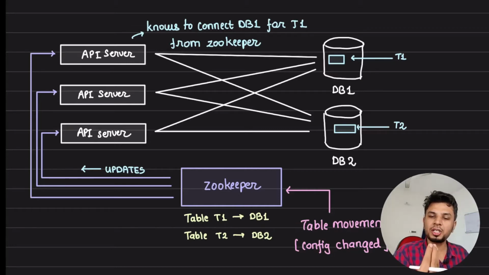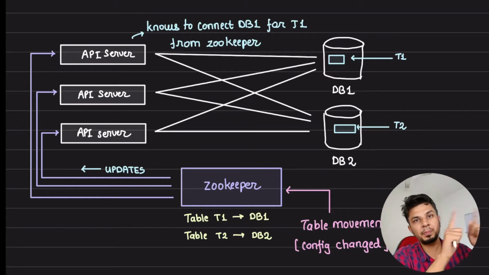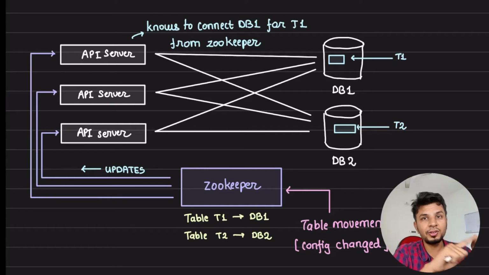So Zookeeper is not just acting as a configuration meta store, but it is also acting as someone who can proactively broadcast or proactively send the updates to every API server which is connected. So this way, whenever we alter any table from one to another, we update the configuration, the information will be proactively sent to API servers, which can start connecting to a more relevant database. Right, so this is where Zookeeper comes in.